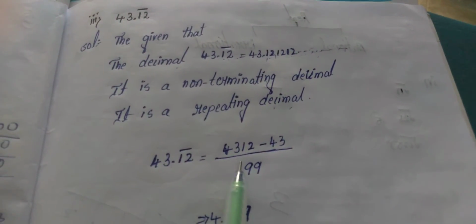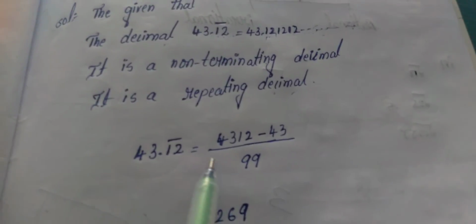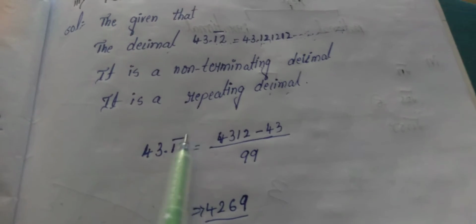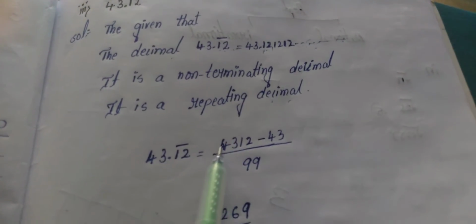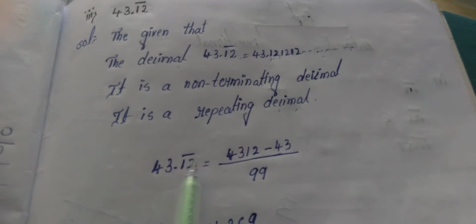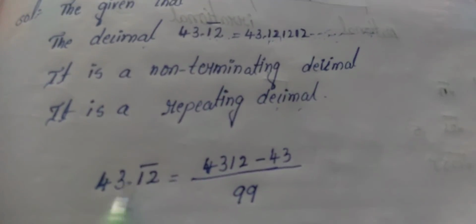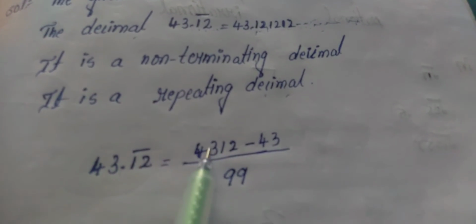I will explain it step by step. Okay. In the first step, observe now. First we have to write the whole number. Whatever number is given, just write it first. For 43.12, remove the decimal point and write the complete number: 4312.